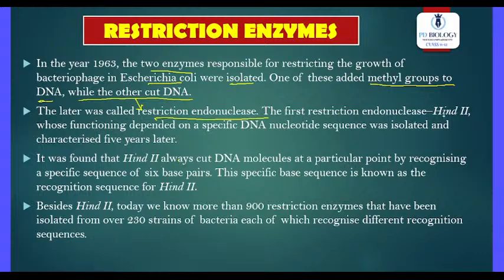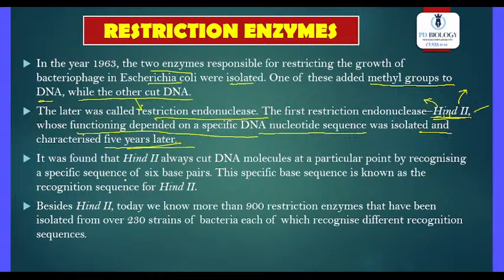And the first RE is HindII. I think you all know the naming process of RE. The H comes from the genus name, Haemophilus. The next two letters come from the species name, influenzae, and d is the strain and II is the series number. So HindII, whose functioning depends on a specific DNA nucleotide sequence, was isolated and characterized 5 years later.